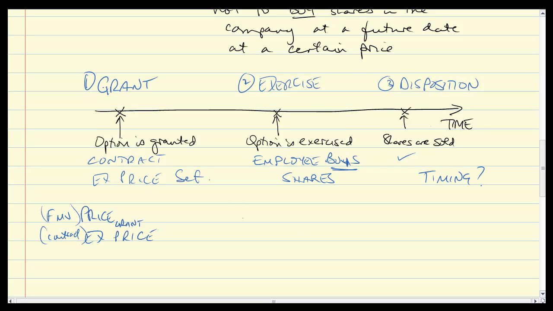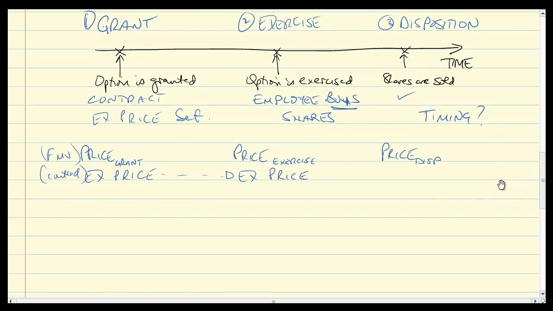Then at the exercise date, there's a new price. More than likely, the price has changed by the time we get to here. So the price at grant is probably not going to be the price at exercise. But the exercise price itself, sometimes called the strike price, stays. It's written in a contract somewhere, so it's going to be the same price. But the price at exercise is the fair market value, the price that would have been paid on the open market. And then this price here is just, again, a new market price, and we'll call it the price at disposition. Okay?